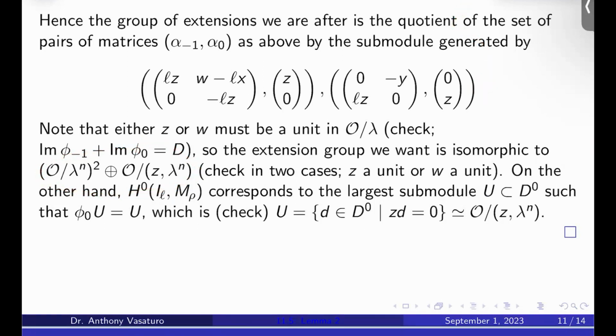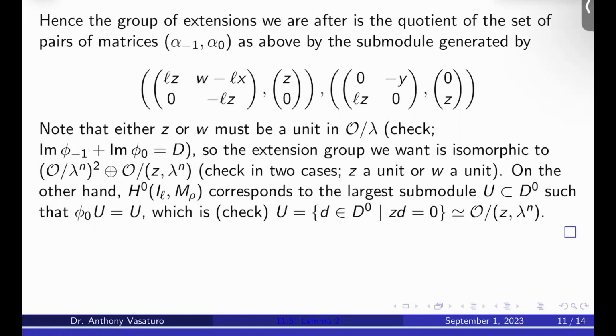However, on the other hand, H0IL rho corresponds by definition of the D functor essentially to the largest submodule U in D0 such that phi U of U is U. And you can check that that's just all the D's in D0 such that ZD is 0 kind of under this setup up here. And then you can also finally check that this set is just isomorphic to O mod the ideal generated by Z and lambda to the n, which gives us the corollary.